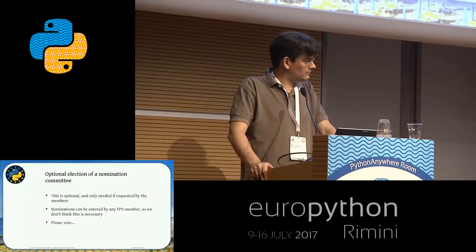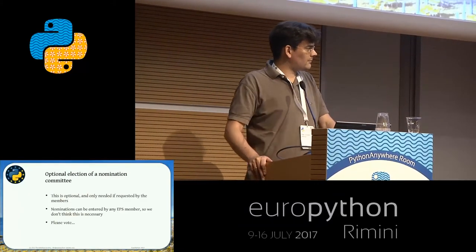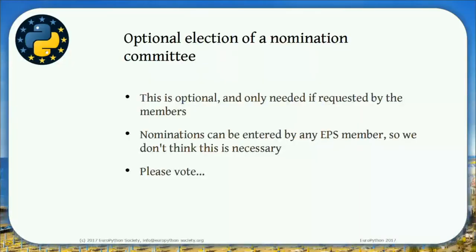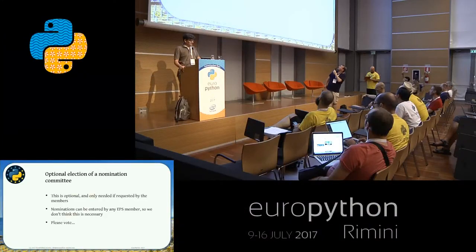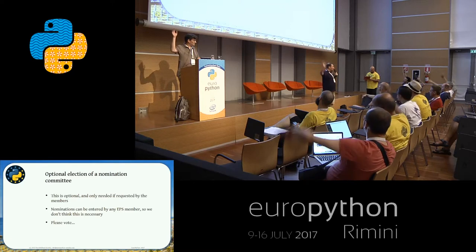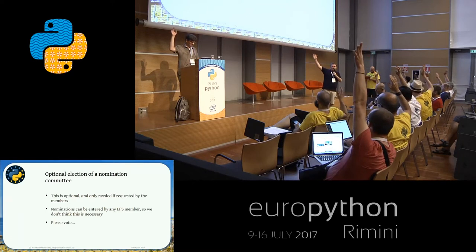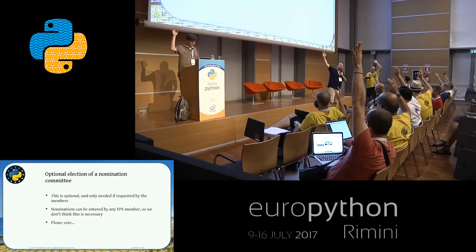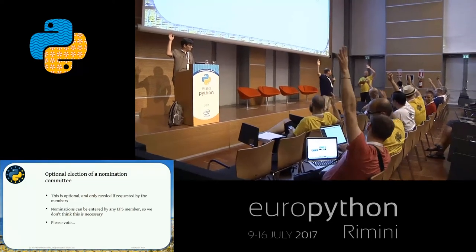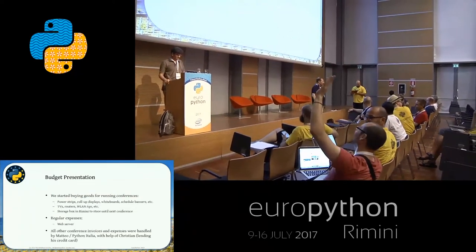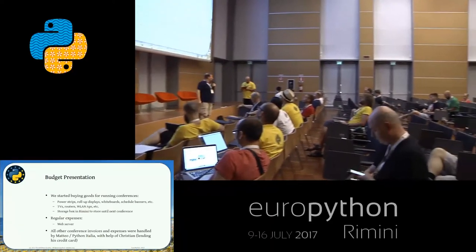So, who's in favor that we set, let's say, who's okay that there's no nomination committee, as proposed by the board? Okay, that's 17 yes, abstain, no, thank you.